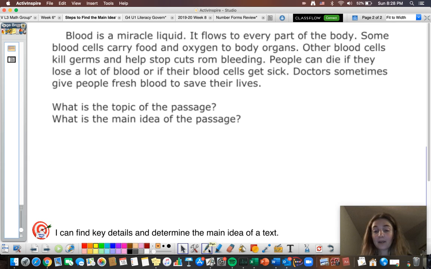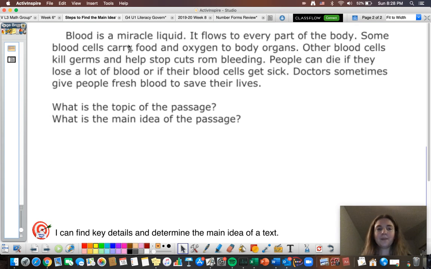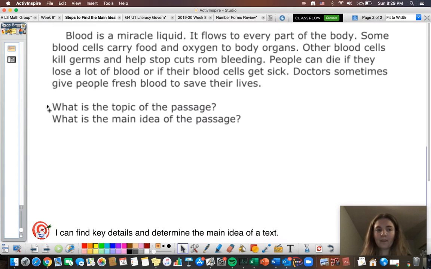Remember to find the topic, let's look back at our steps. These two important steps, the most important steps. First we can read the title, chapter title, or section heading. There's not a title on this one, so let's skip down to number 2. Scan the reading to see if there is a word or phrase that's repeated. Okay, let's scan the reading. I'm going to highlight words that we see a lot.